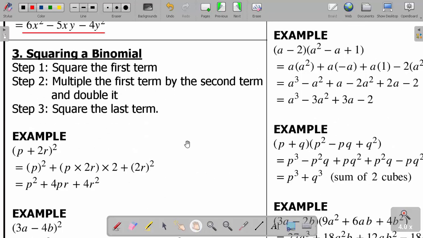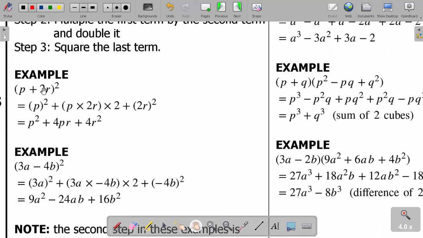Now another type is called squaring a binomial. These are the steps which we do. Step 1, square the first term. Step 2, multiply the first term by the second term and double it. Then step 3, you square the last term. Hope you can memorize that. We are saying that step 1, do what? Square the first term. Step 2, multiply the first term by the second term and double it. Then step 3, square the last term. For example, here we are saying p plus 2, outer bracket squared.